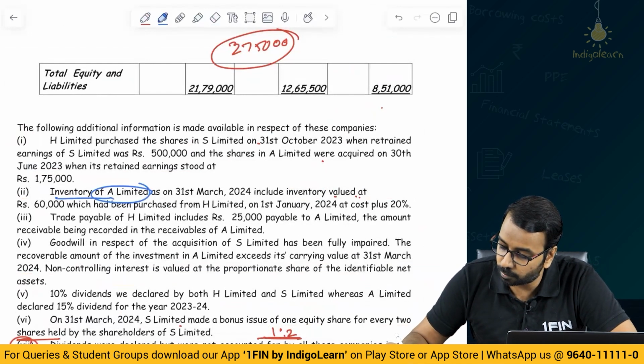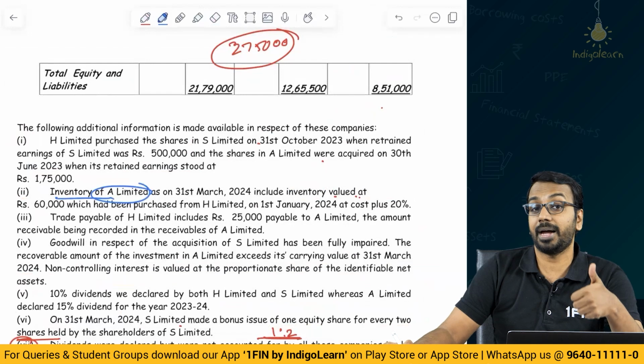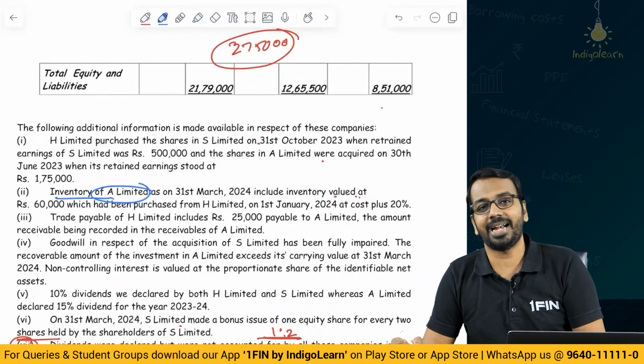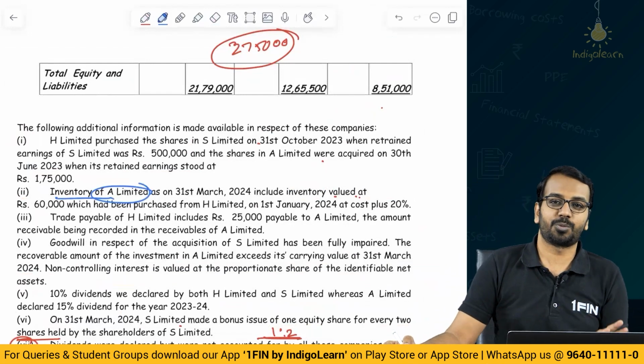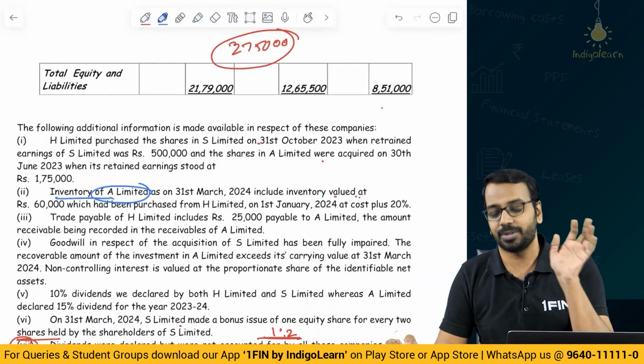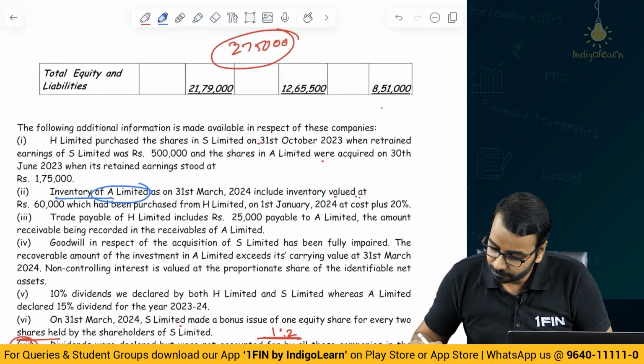On 31st March, they made a bonus issue. That bonus issue related impact we have already seen, and we have also seen that if bonus issue is made out of pre-acquisition profit, there is no impact on your goodwill or capital reserve calculation. You are required to take note of above and draw the balance sheet.